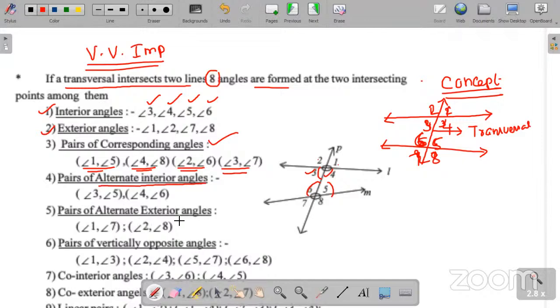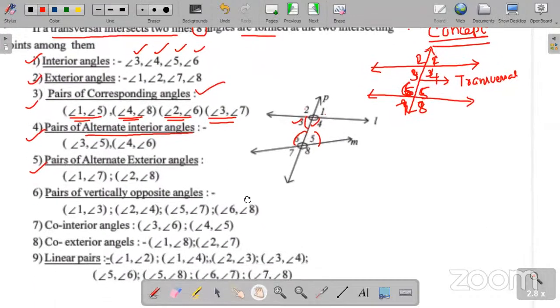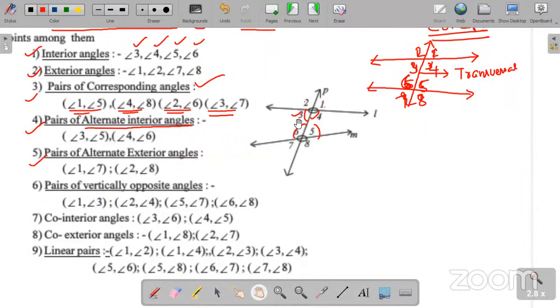So next, one thing to remember: 1 and 7 are also alternate angles. 2 and 8 are also alternate angles, but they are exterior. So these are pairs of alternate exterior angles. So next, my dear students, remember, 1 is opposite to 3, 2 is opposite to 4, 5 is opposite to 7, 6 is opposite to 8. They are actually called vertically opposite angles.